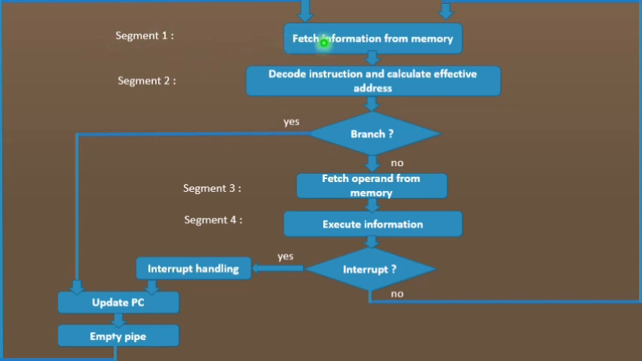Segment 1. The instruction fetch segment can be implemented using a first in first out buffer. Segment 2. The instruction fetched from memory is decoded in the second segment, and eventually the effective address is calculated in a separate arithmetic circuit. Segment 3. An operand from memory is fetched in the third segment. Segment 4. The instructions are finally executed in the last segment of the pipeline organization.